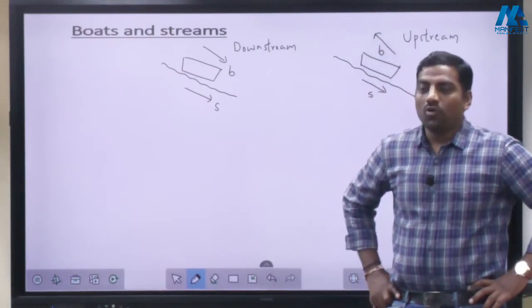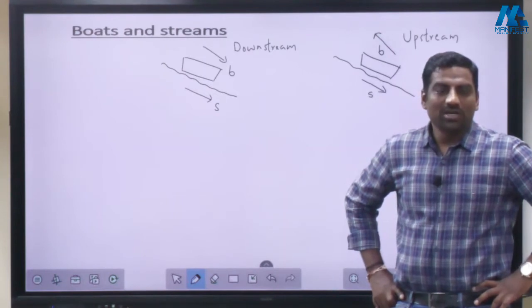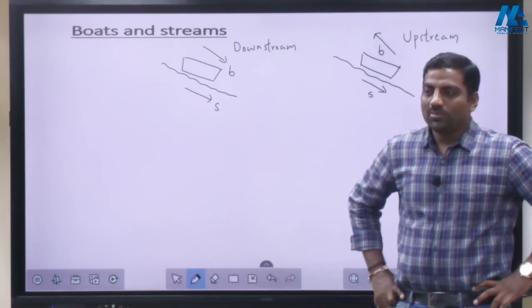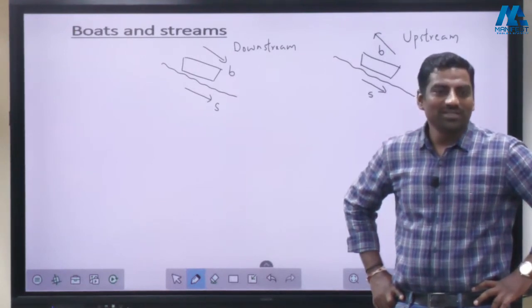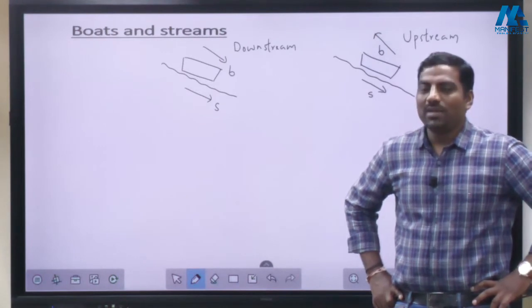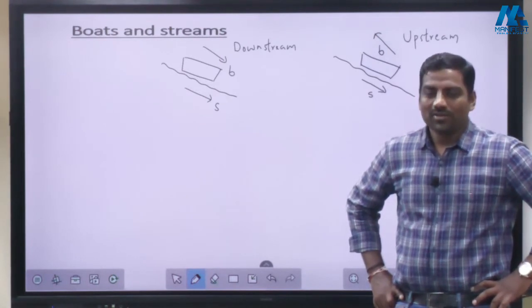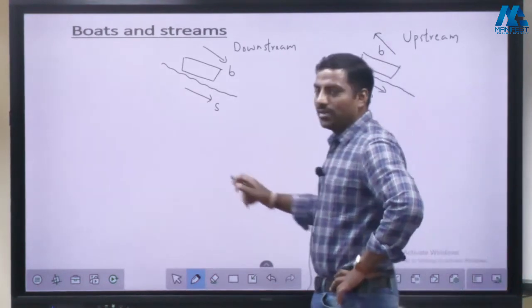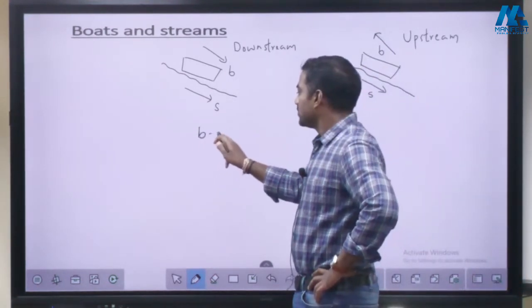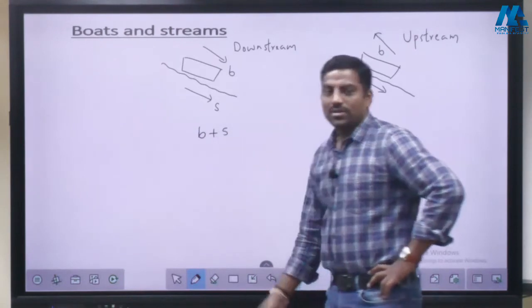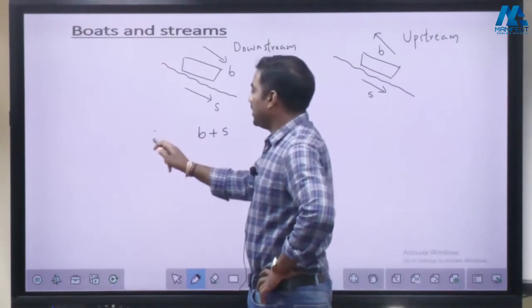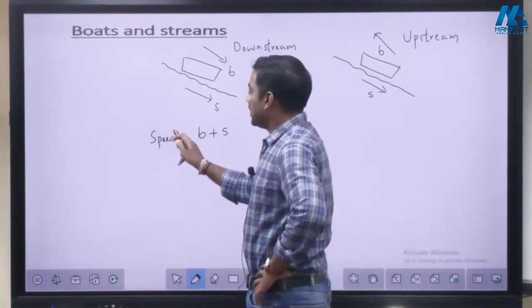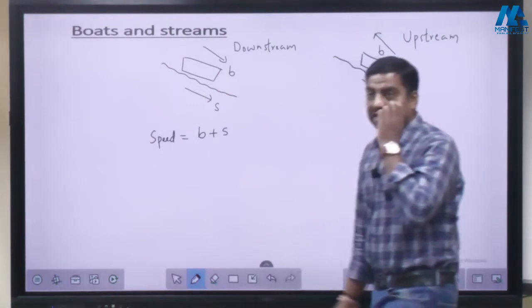You are under the hangover of trains. Same direction, that is why you are telling the difference. Won't the speed of the stream help you? So here the effective speed is B plus S. So the speed in this case is always B plus S.